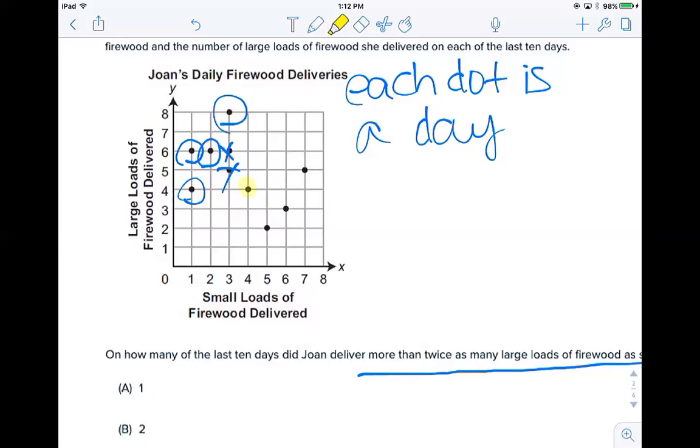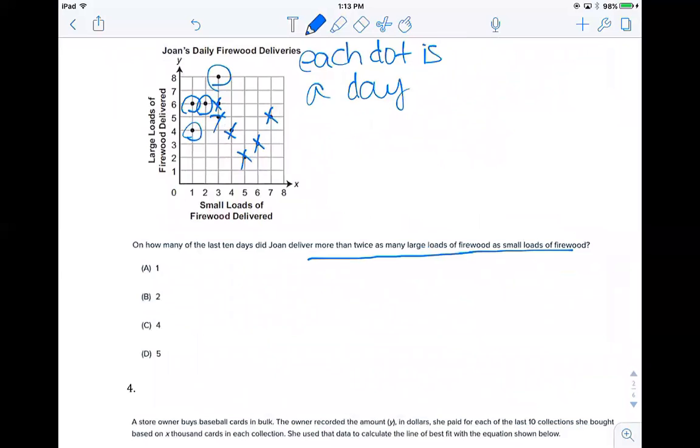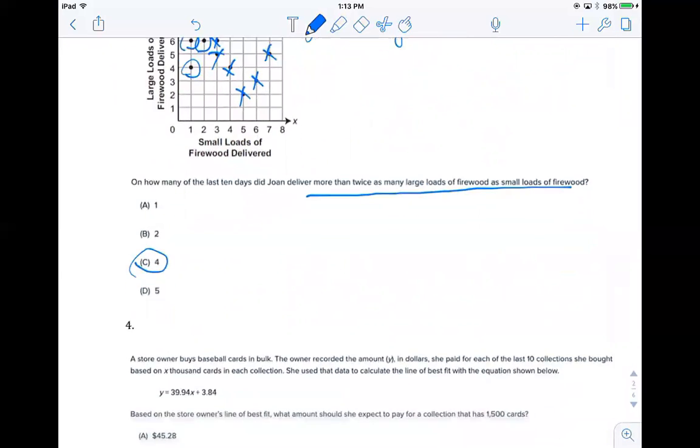All right. If we look at the next one, we have 4 small and 4 large. Well, that's not going to work out because the large isn't twice as more or more than twice. 5 small and 2 large, that wouldn't work out either. 6 small and 3 large, that's not happening. And then 7 small and 5 large would not happen either. So we have 4 days where she delivered more than twice as many large as small. So we have answer C.